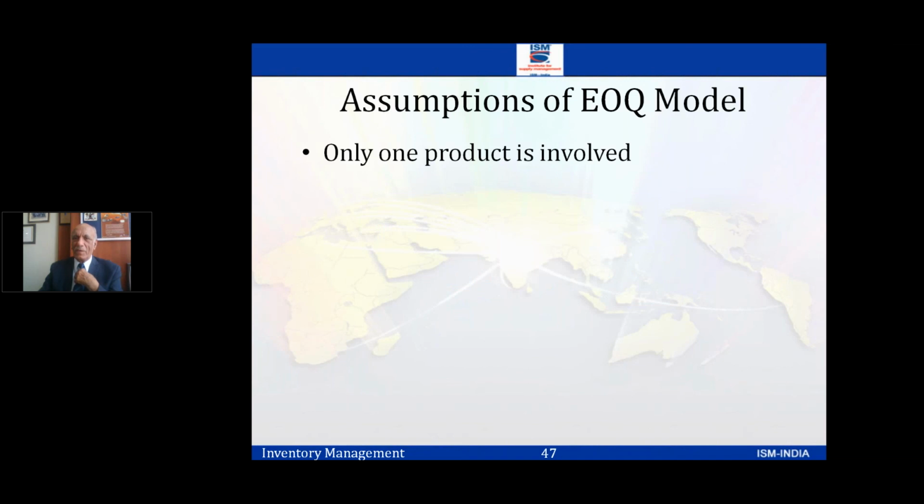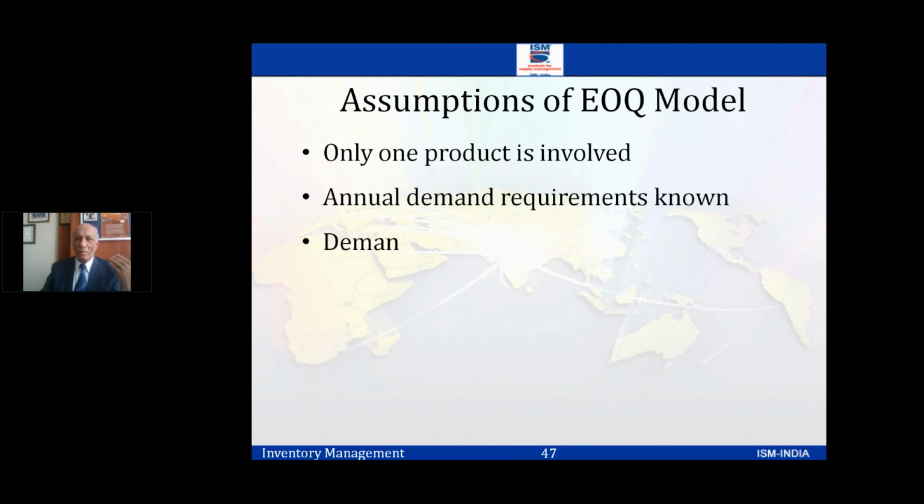Assumptions: we always think only one product is involved, but real life is different. There may be many products. Annual demand requirement is known, which is a million-dollar question. Forecasts are always made, but forecasts are supposed to be wrong also. Demand is even throughout the year, which may or may not happen.